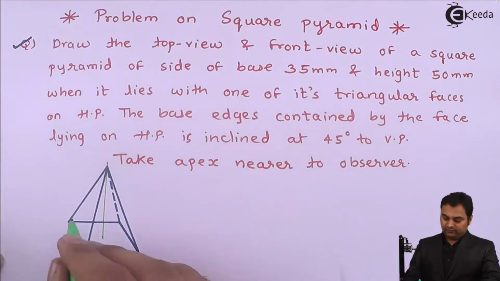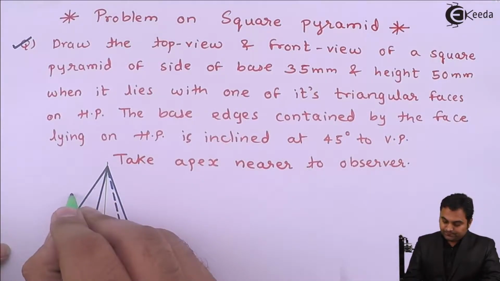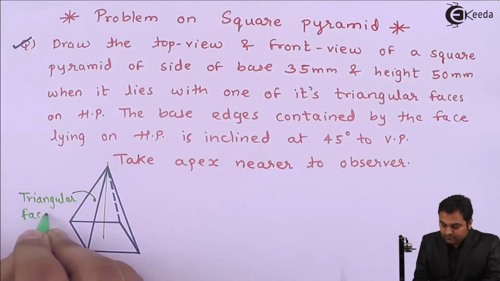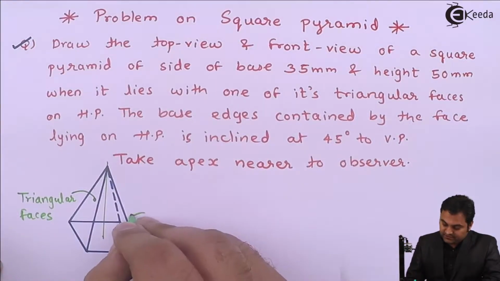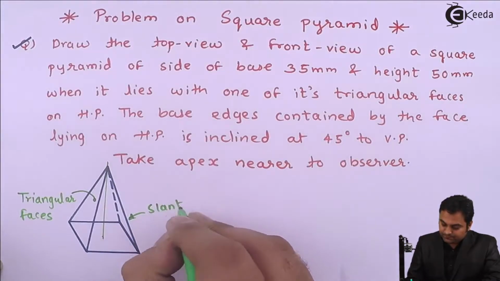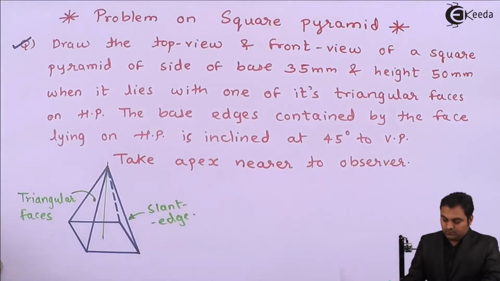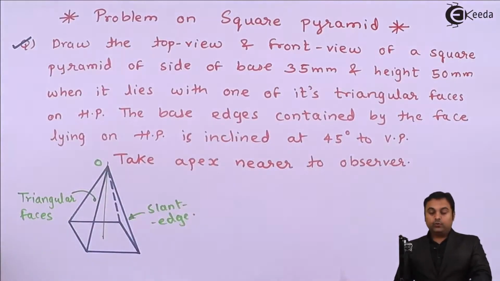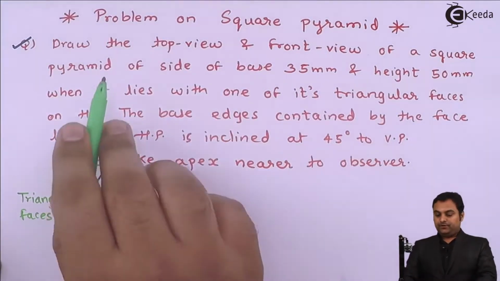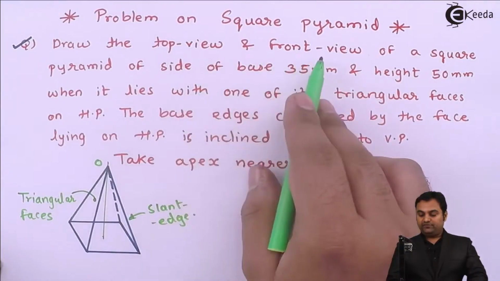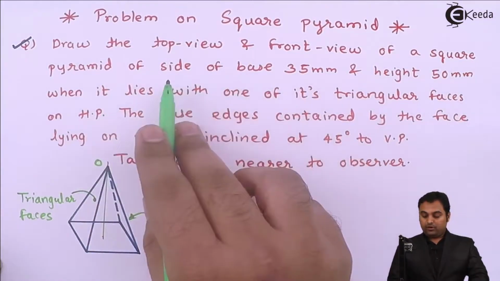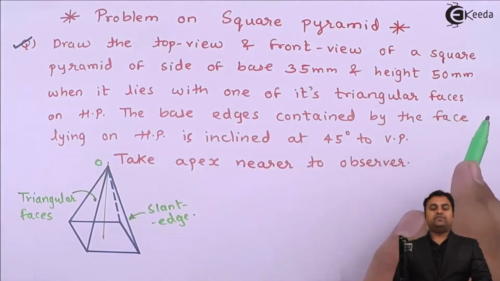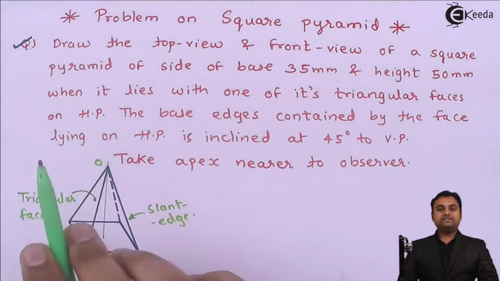Connected to that there are 4 triangular faces. Then these are the slant edges of the pyramid. Next it is connected to an apex O. Now the condition is draw the top view and front view of a square pyramid of the side and height given when it lies with one of its triangular faces on HP.